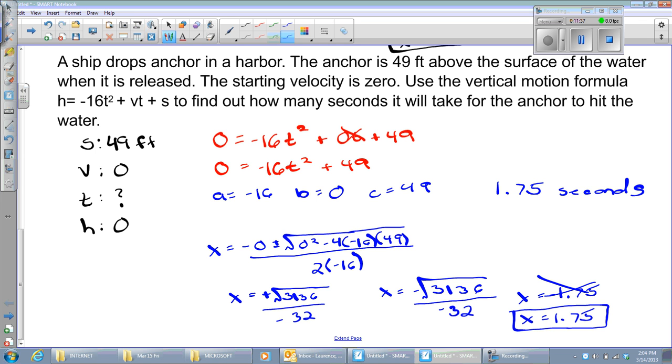This picture would look something like, here's the boat. Doesn't look much like a ship, but okay, bear with my anchor. Okay, something like that. And our water is here. And the distance from where the anchor is to where the water is, 49. So the anchor is dropped, and the time it takes to hit the water is what we find.